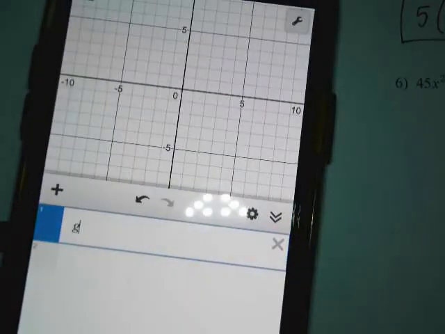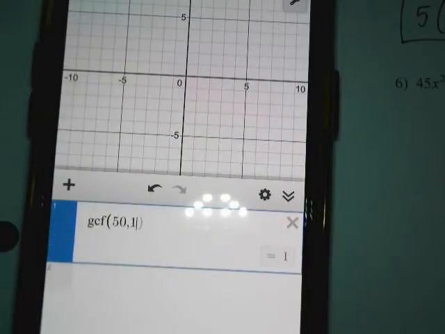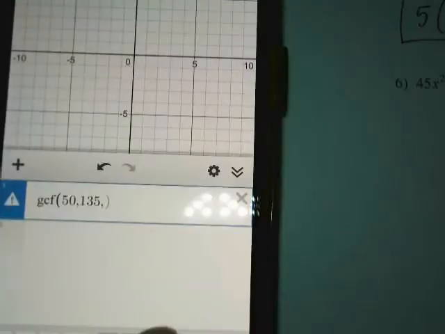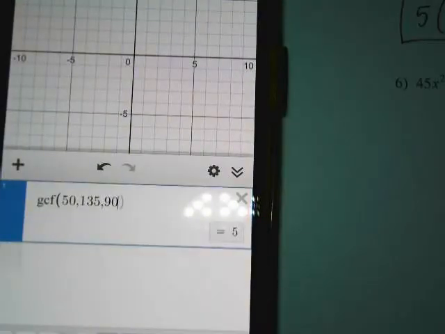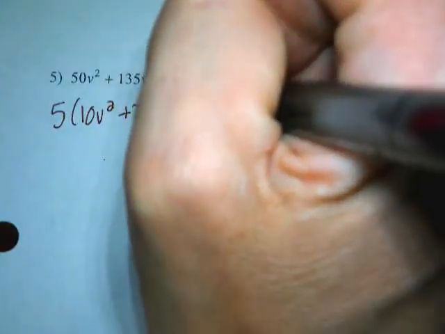Do GCF, where's parentheses? What are our numbers? 50, 135, and 90. Yep, there you go. GCF is 5. So divide: 5 times 10v squared plus 27v plus 18.